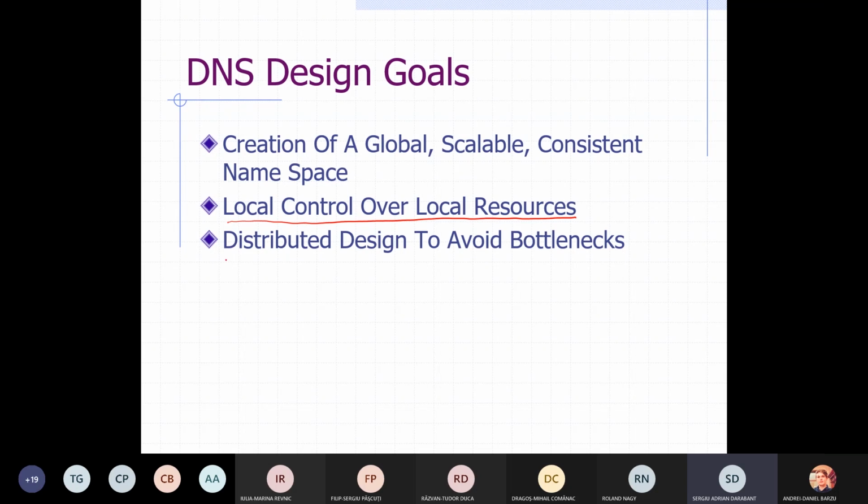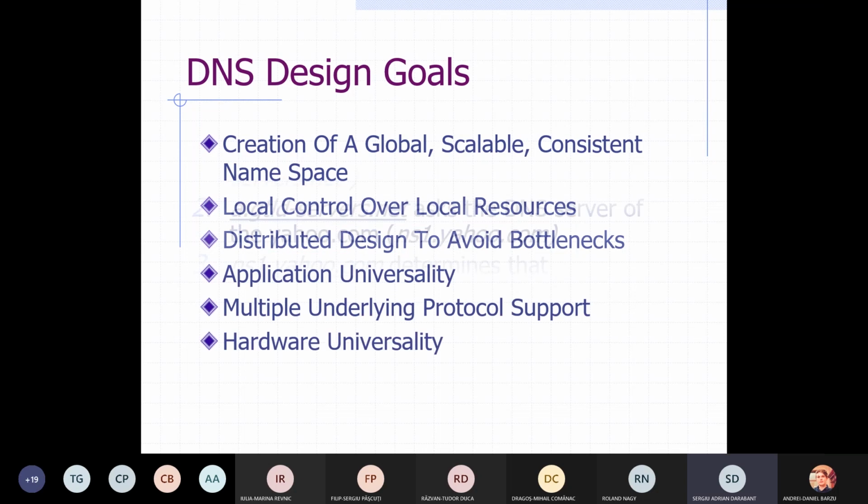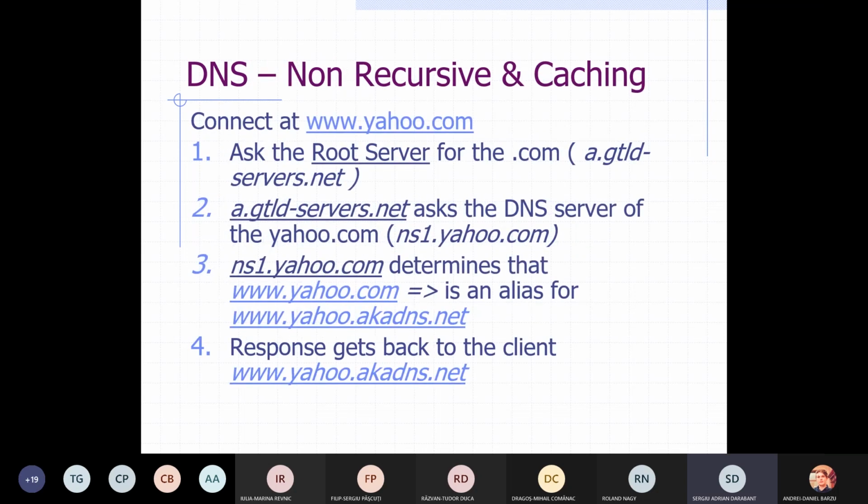And we want a distributed design to avoid bottlenecks, because if I would have everything stored centrally, that means I will need a lot of computing resources in order to be able to answer all of the internet from the single global database. Okay, we don't care about the others.